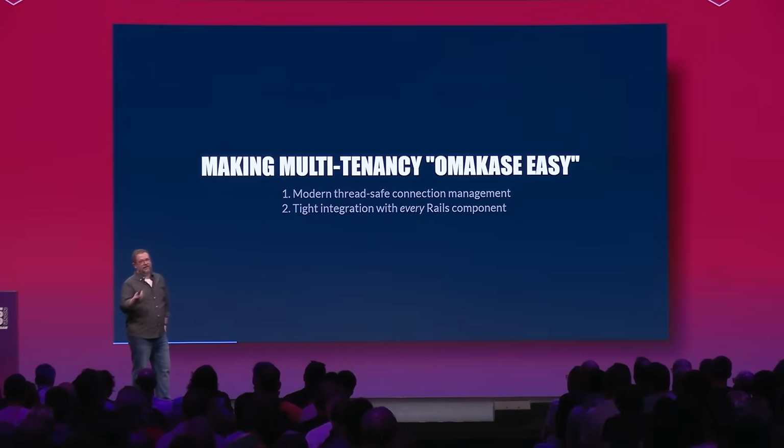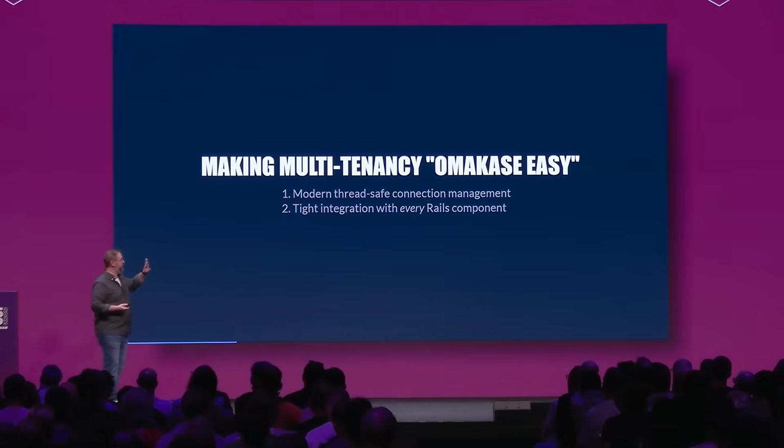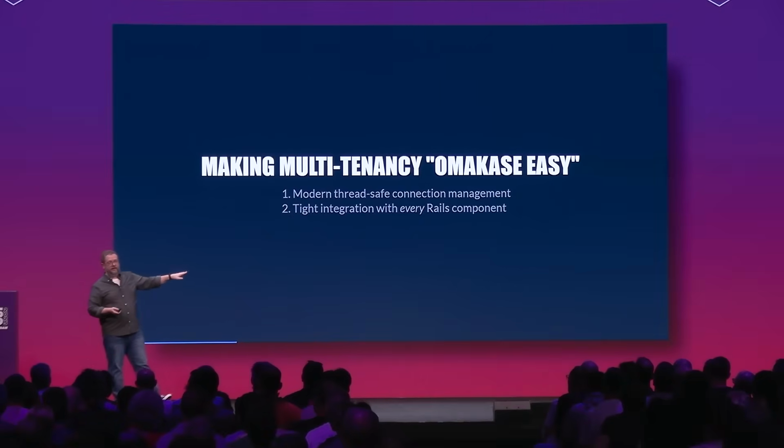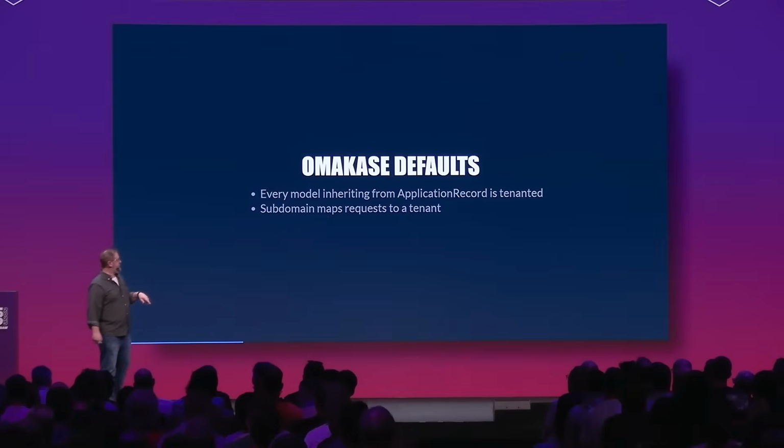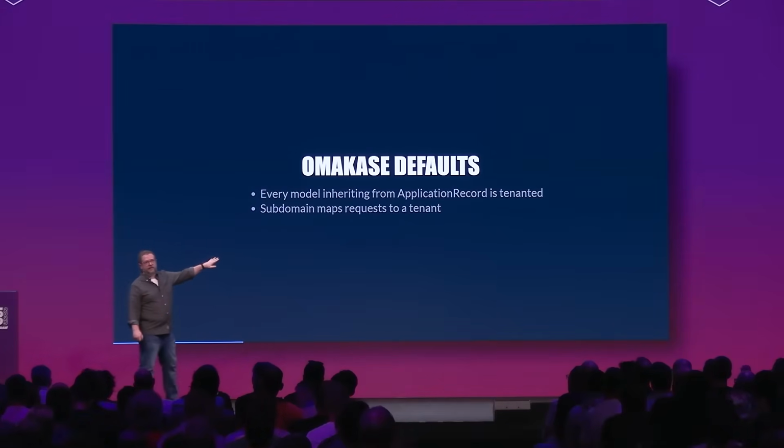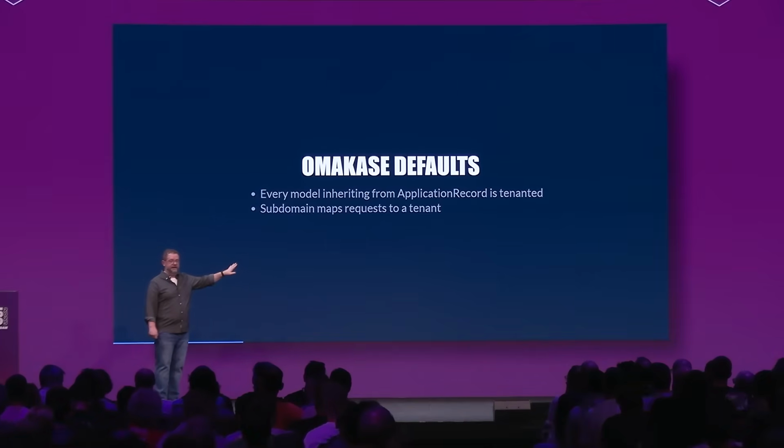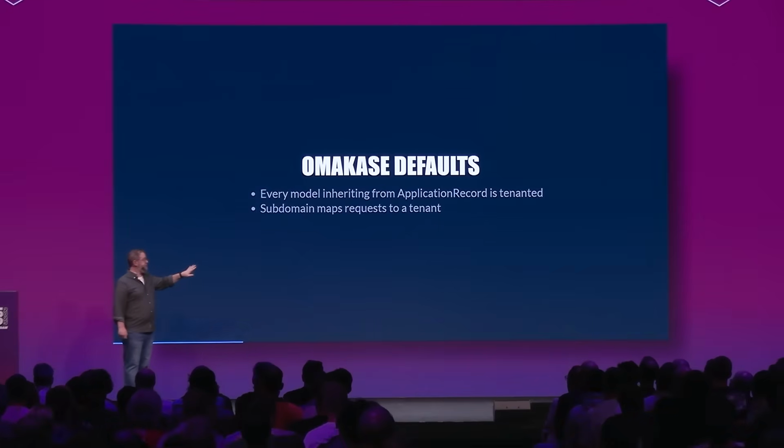What I wanted to do is make multi-tenancy omakase easy. Specifically, I want to have modern thread-safe connection management, and I want to have tight integration with every Rails component. So the omakase defaults that I chose for the gem, and it's just a default, you can change the configuration, is to take everything that inherits from application record, right? So this is your application's default connection class. Assume that everything that inherits from that is tenanted.